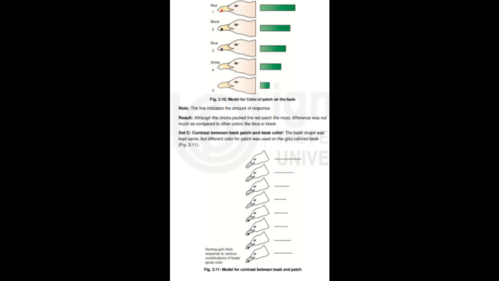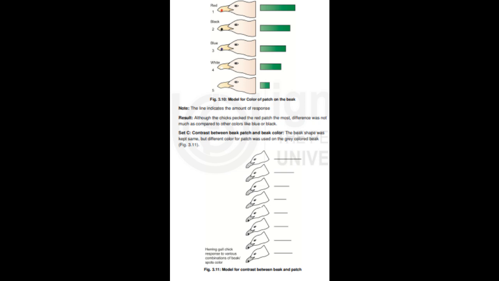Set C. Contrast between beak patch and beak color. The beak shape was kept the same, but a different color for the patch was used on the gray-colored beak. Fig. 3.11. Model for contrast between beak and patch. Note, the line indicates the amount of response.